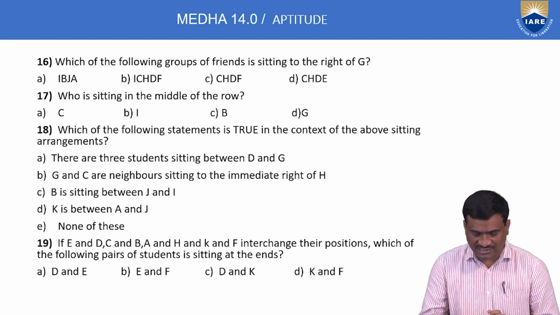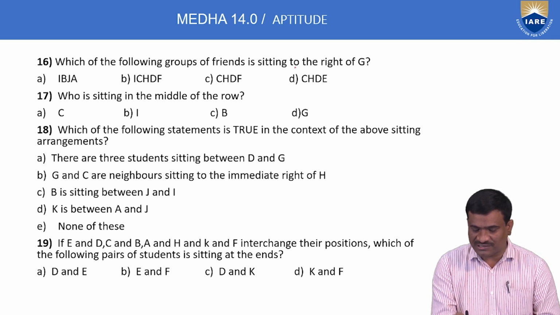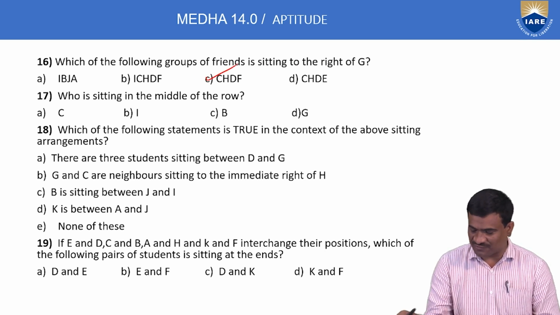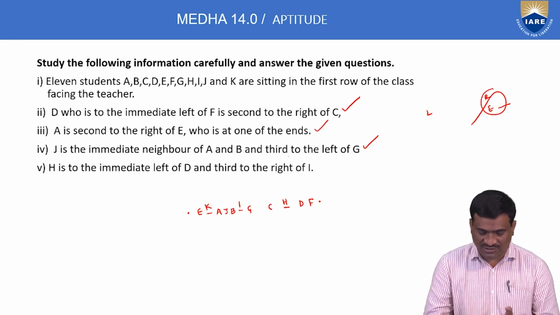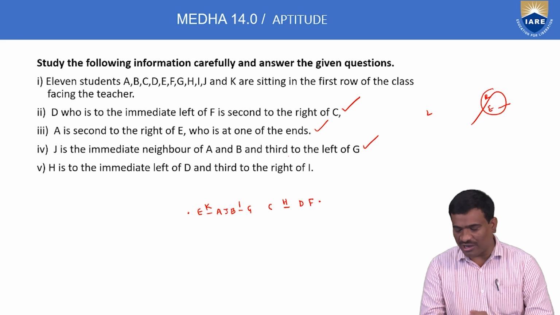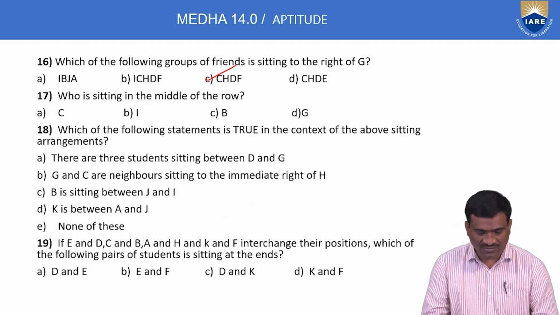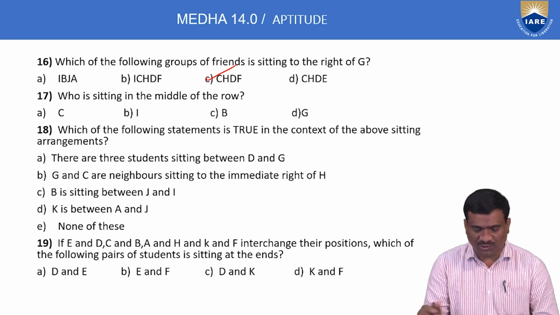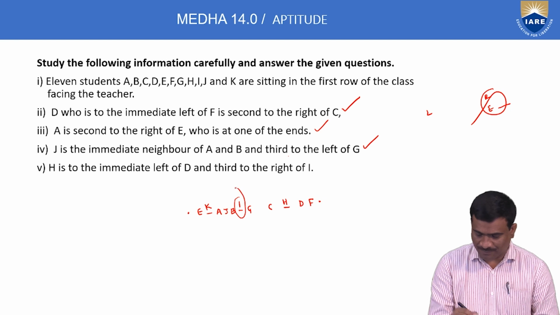Here are the next questions. Number 1. Which of the following groups of friends is sitting to the right of G? C, H, D, F. First one, C, H, D, F. On the left of G are E, K, A, J, B, I. On the right side are C, H, D, F. So option C, first one. Who is sitting in the middle of the row? I. Here I is the middle.